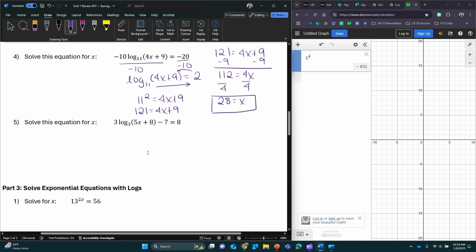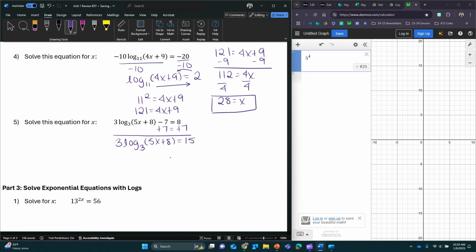So now let's try question number 5. So in question 5, once again, you can see the logarithm is not by itself. It has a coefficient of 3, and also we're subtracting 7. So now it's a question of, do we get rid of the 3 or do we get rid of the 7 first? Well, you generally want to do the adding or subtracting before you do the multiply or divide. So I'm going to start off by adding 7 to both sides to start off isolating my logarithm. So I'm going to have 3 log base 3 of 5x plus 8 is equal to 15.